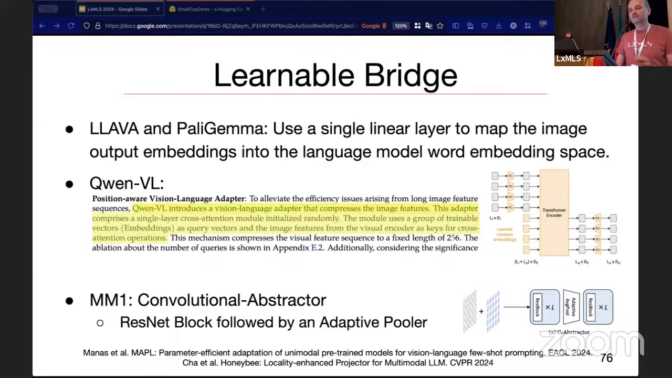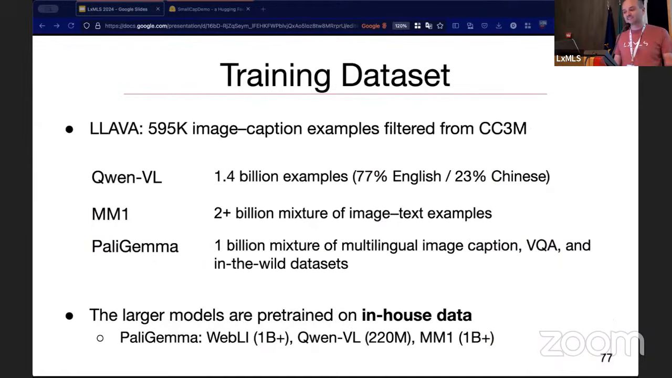And for MM1, they use a convolutional abstractor. So you have a ResNet block, and then there's an adaptive pool, which decides where to pool spatial features across a set of inputs, followed by another ResNet block. Although the MM1 article and the PaliGemma article, they do a lot of ablation analysis to find out which of these components are actually important and necessary. And the linear layer is just super efficient in terms of how you can train it and use it, especially if you want to work with a huge amount of data, which is what we are increasingly seeing.